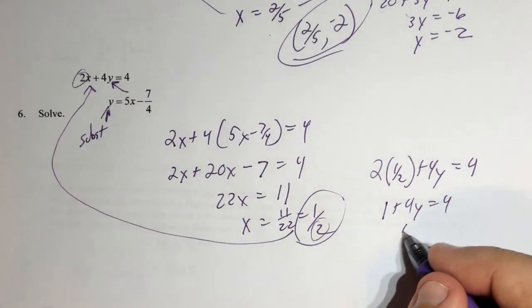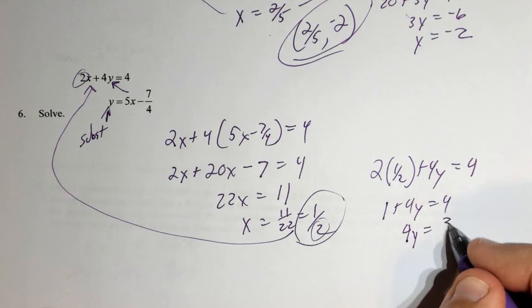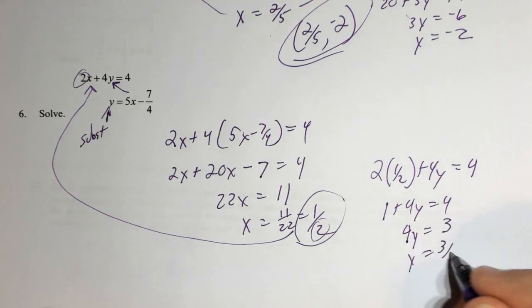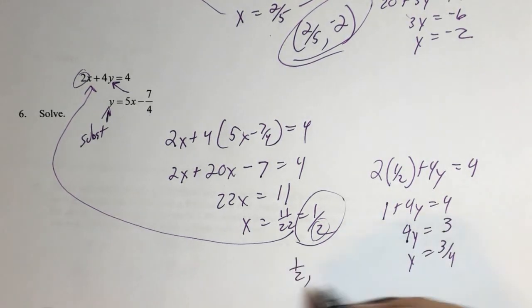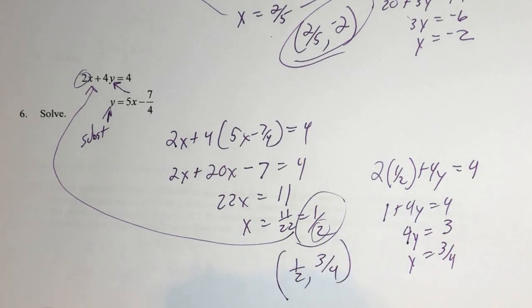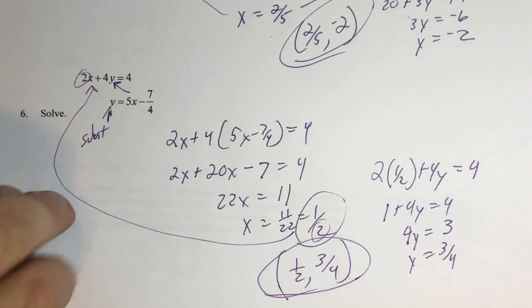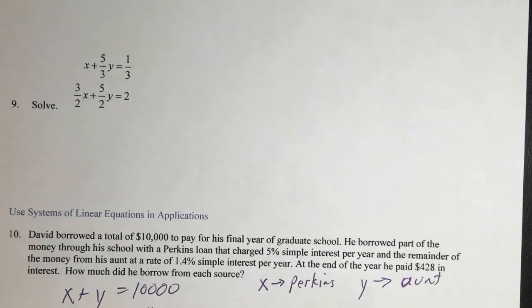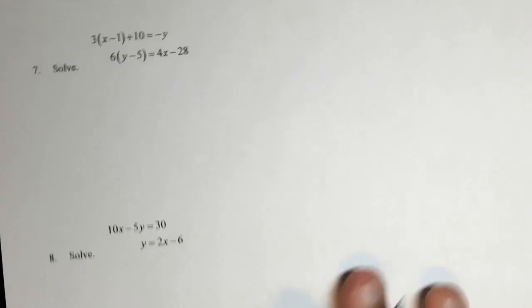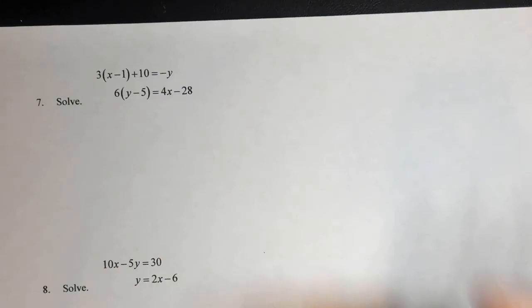Okay, this is going to be 4y is equal to 3, or y is 3/4, and so without a calculator, I got 1/2 and 3/4, like so. Okay, so again, if you look ahead, things will help you out. Okay, alright, so going to 7.